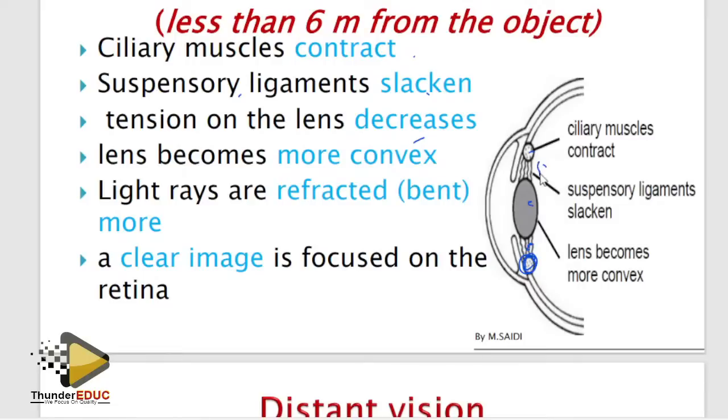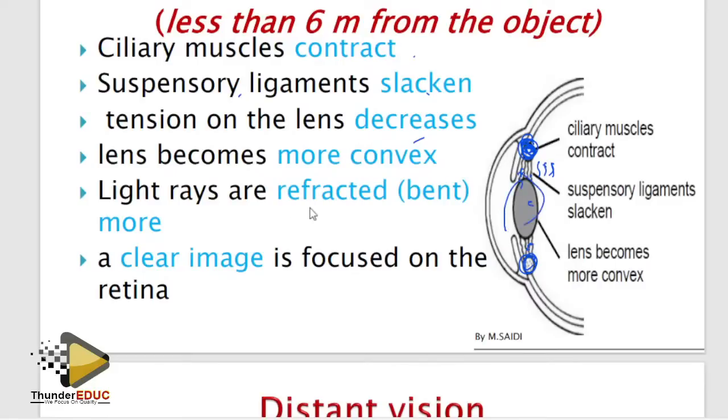You see that they are relaxed. So if this relaxes, this contracts. If this one is pulled, we call it taut. If this contracts, this one relaxes. And how do I know that it's a near object? More than 6 meters is a far object, less than 6 meters is a near object. How do you see a near object? You see it big. Therefore, the lens is supposed to be big.